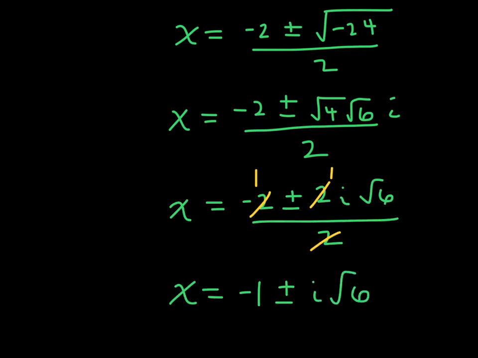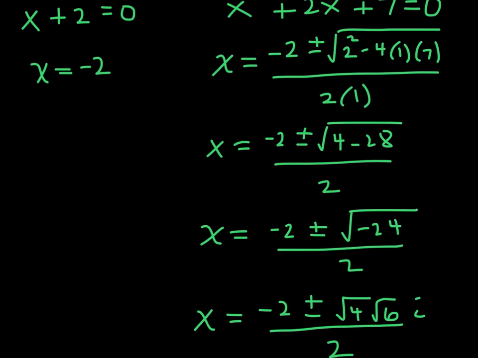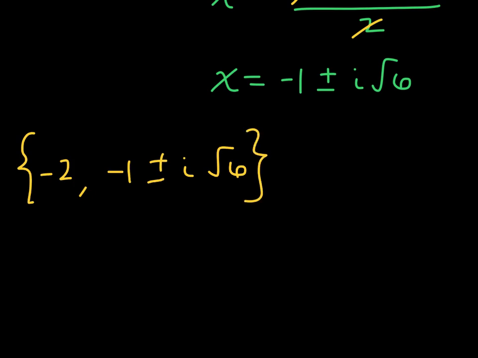All right, everybody, I think we found all of our zeros. So these are two different complex solutions or zeros, and then the other zero was here, x equal to negative 2. So let's write down all of our zeros in set notation, okay? So negative 2, and then you have negative 1 plus i root 6, and you have negative 1 minus i root 6. Those are your zeros.